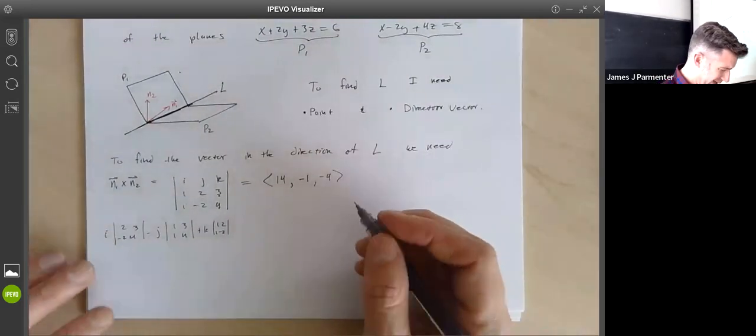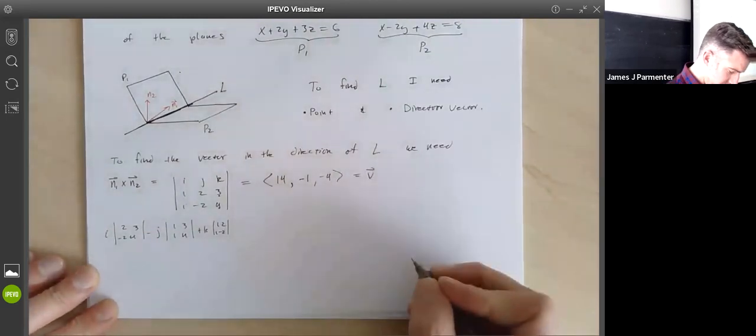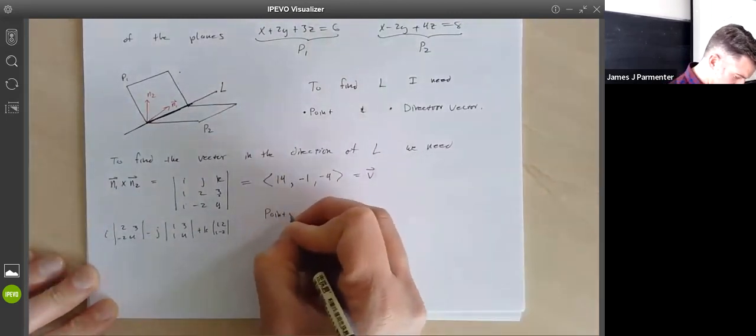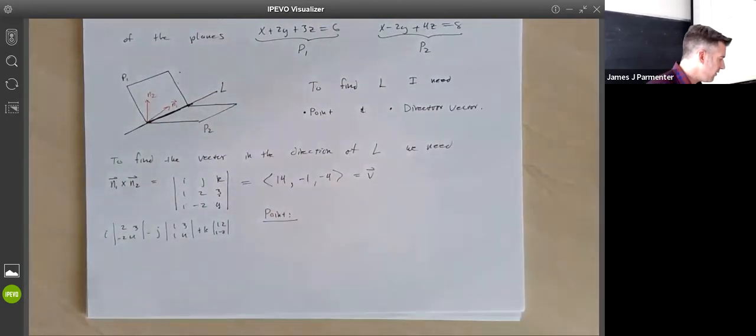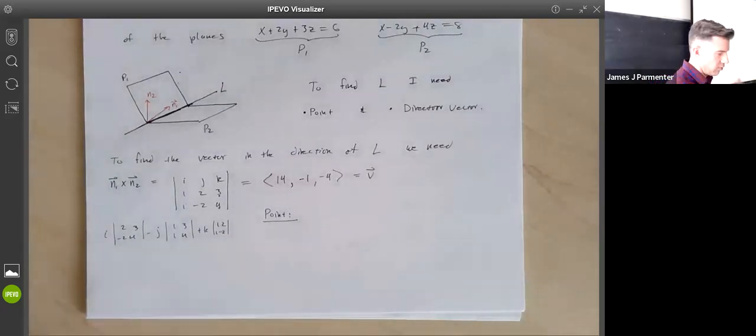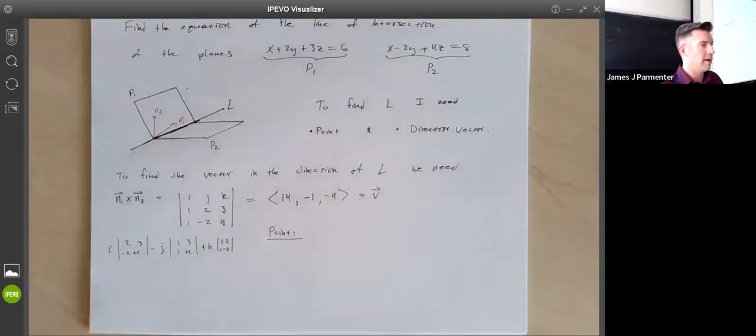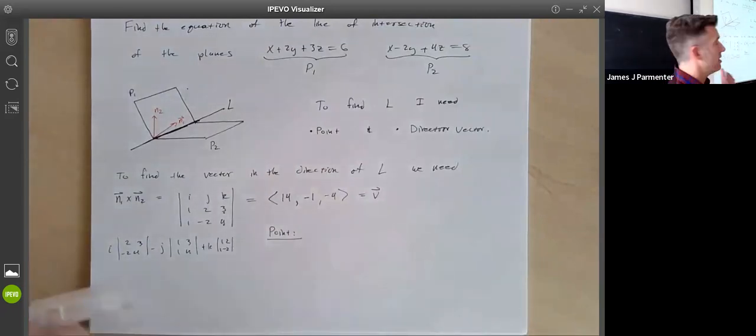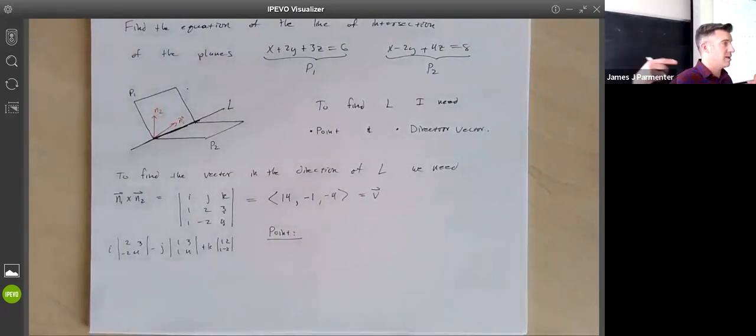And then we also need a point. So how do we find a point? Well, let's make the assumption that this line probably goes through the XY plane. It might not. Maybe this line is parallel to the XY plane. It's not, but it could be. And if it's not parallel to the XY plane, then it's definitely going to cross the XY plane and have a point where Z is equal to 0.